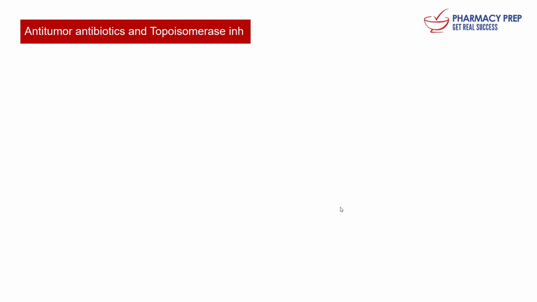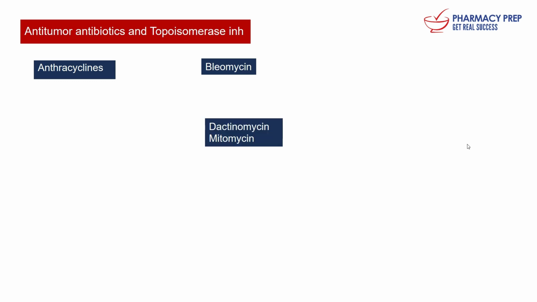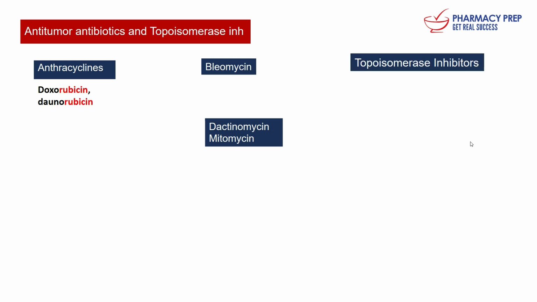All right, let's go to the next type, anti-tumor antibiotics. Also in this presentation, topoisomerase inhibitors are presented. So first, let's see anthracyclines, which are a type of anti-tumor antibiotics. Bleomycin is another one, then dactinomycin and mitomycin. These are examples of anti-tumor antibiotics. And then topoisomerase inhibitors. Here, anthracyclines are doxorubicin and daunorubicin. Those are rubicins. They come in a bright red color, like a ruby. Ruby is a bright diamond color.